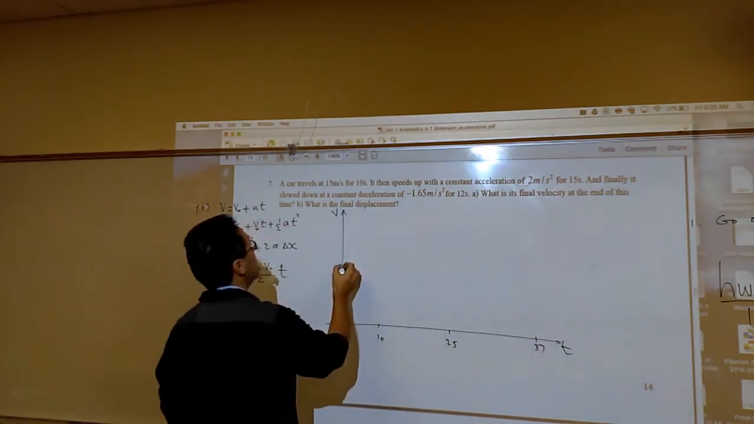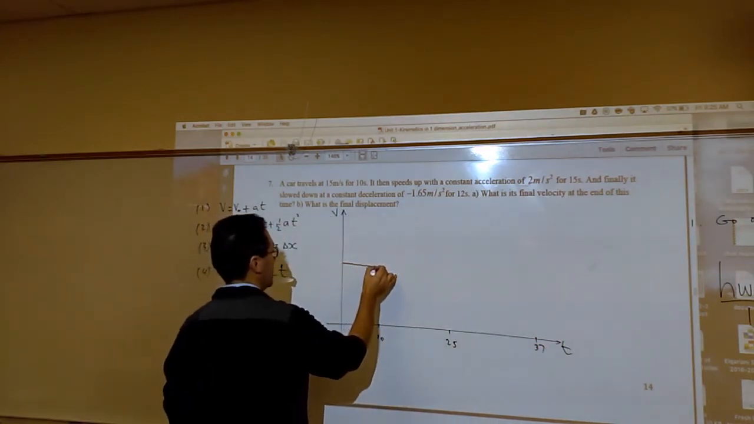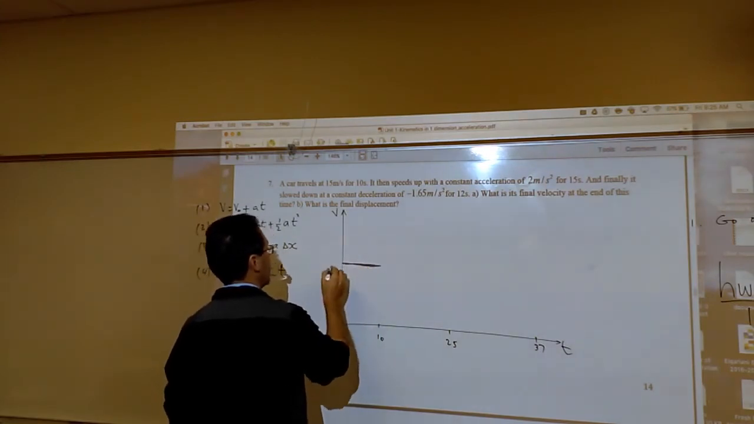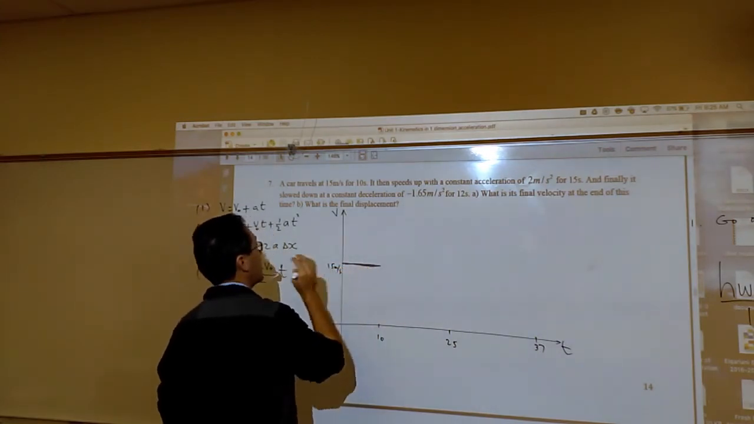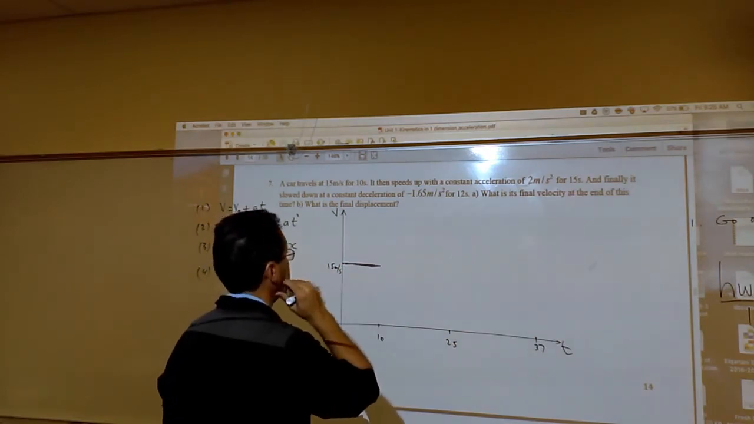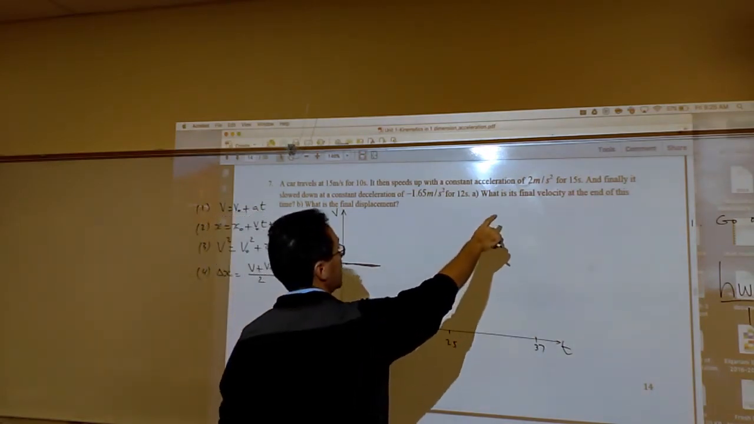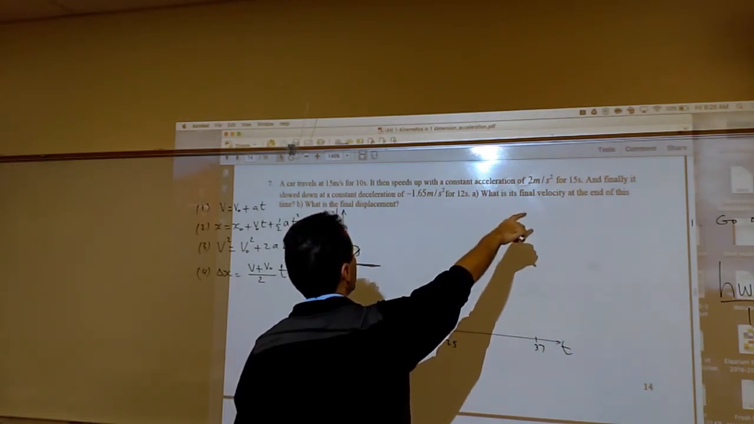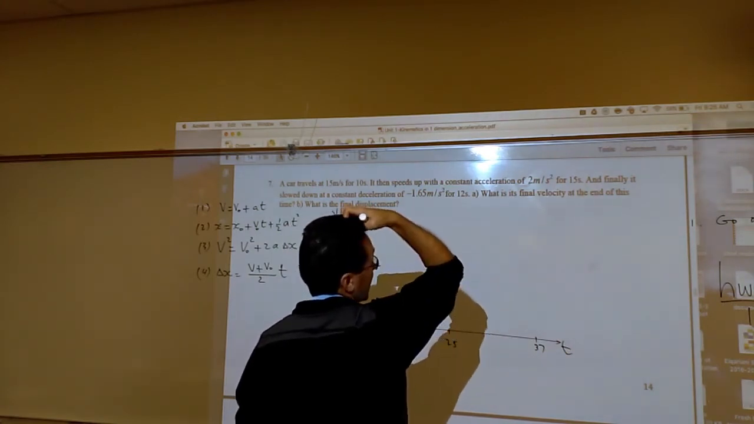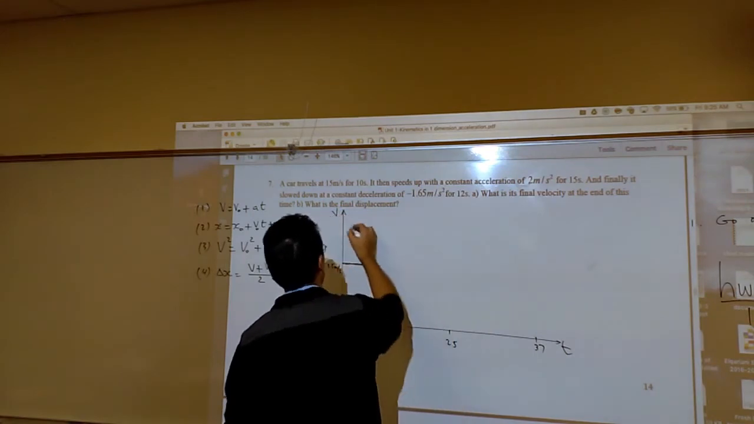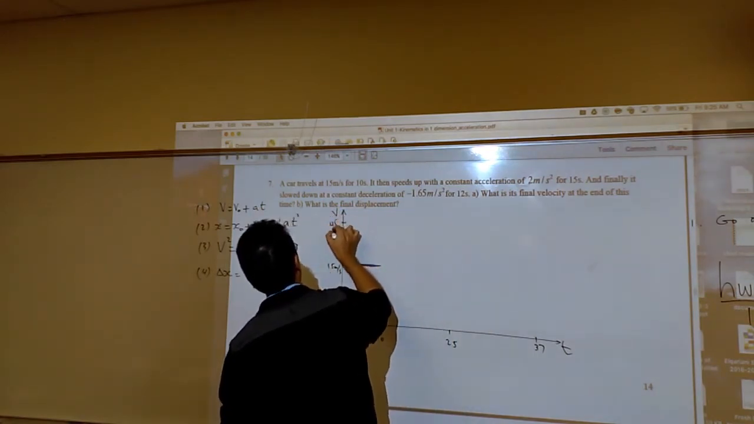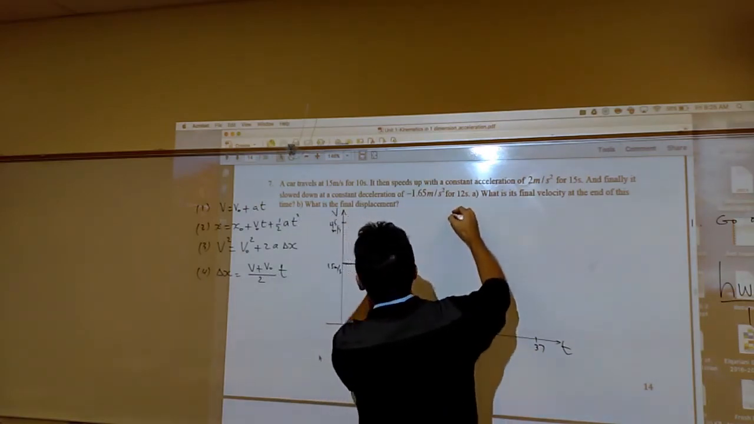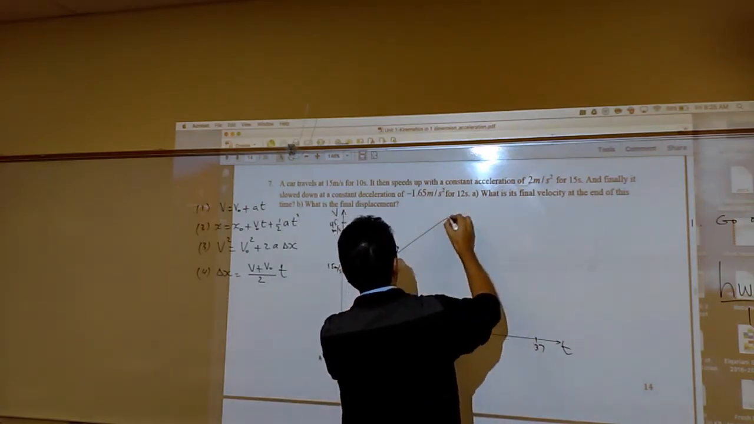And I say, you know what? Initially, I'm going at 15. Okay? And I'm going to accelerate at 2 meters per second squared. So for 15 seconds, which means I'm going to pick up an extra 30. So after here, I'm going to be at 45. So it should look something like that.